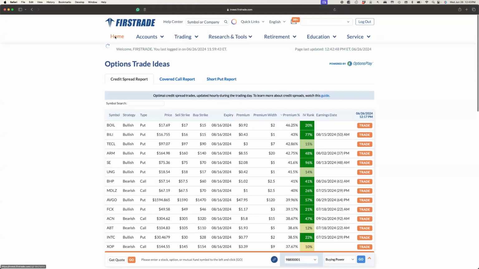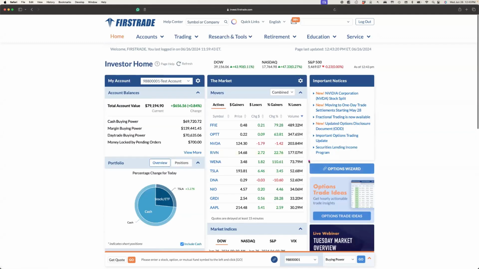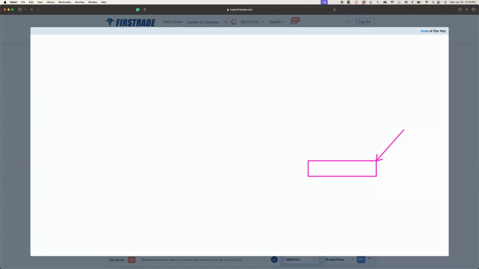So the best place to go is just your home screen. I think home screen is probably the easiest thing because everyone is on their home screen. As you can see, there's an options wizard button here that if you click on that, that will launch the options play platform.